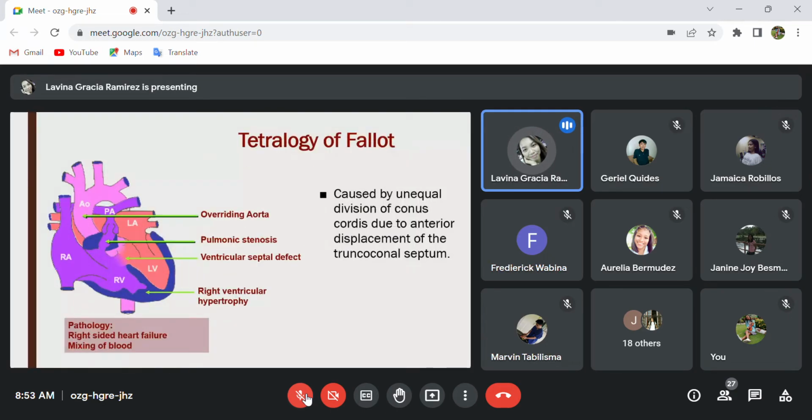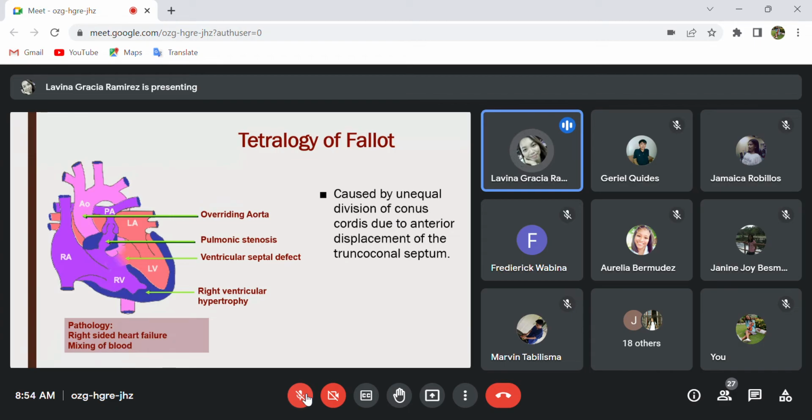So for example, for your tetralogy of Fallot, we have here four constituents that give rise to a tetralogy of Fallot defect, or problem. So the overriding aorta, the pulmonic stenosis, the ventricular septal defect, and the right ventricular hypertrophy.